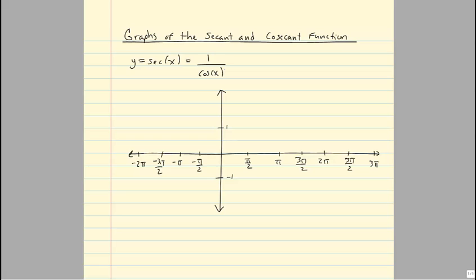So the cosine graph, if you'll recall, has a cosine of 0 is 1, so it starts up here. It kind of looks like the bird wings. Cosine of pi over 2 is 0. Cosine of pi is negative 1. Cosine of 3 pi over 2 is 0. Cosine of 2 pi is 1. And if we keep going, it's going to follow that same pattern. It's also going to follow the same pattern in the negative direction.